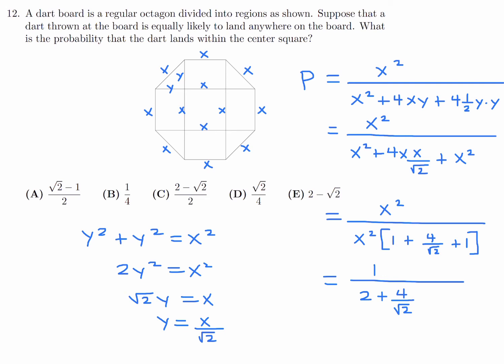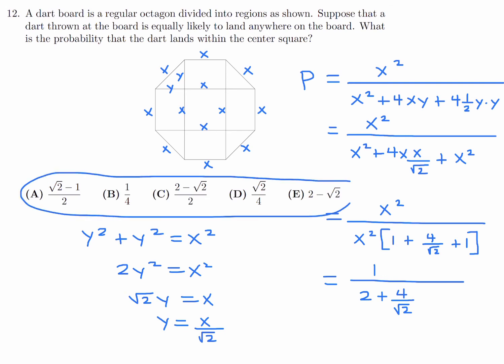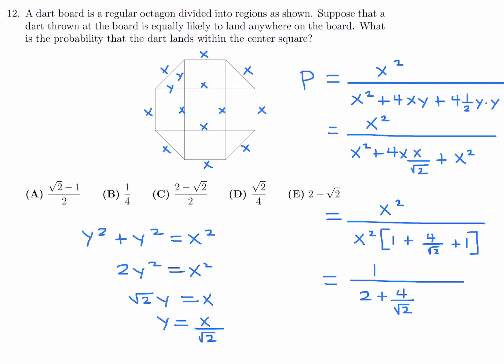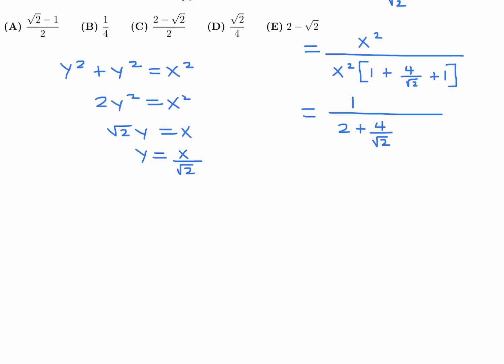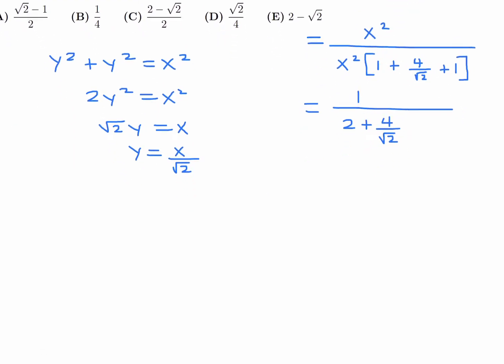That is the answer, but it's not in any of these forms, so don't get discouraged. That happens commonly, where you get an answer, but it doesn't look like one of the answer choices. You just have to simplify it, rationalize the denominator, stuff like that. Okay, all right, so here we go. Let's see what we can do to get it in that form.